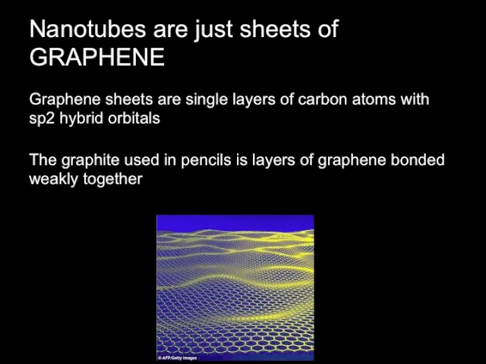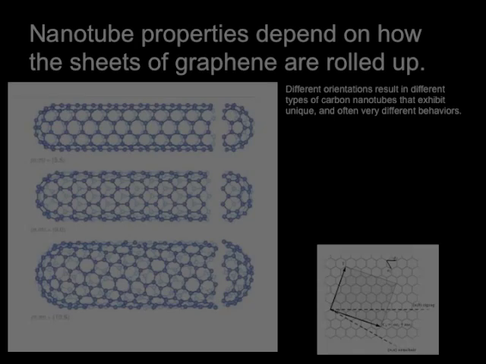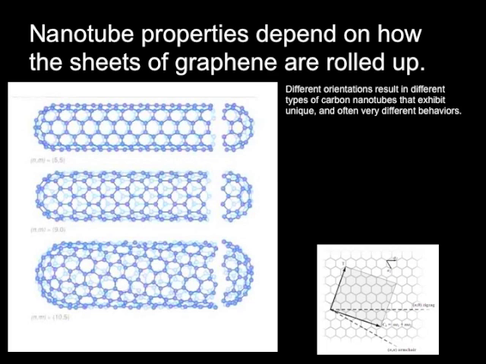So the interesting thing about carbon nanotubes is that they're really just sheets of graphene that have been rolled up in a certain way. Graphene sheets are single layers of carbon atoms with 3 sp2 hybrid orbitals. The interesting thing is that they actually have 3 sigma bonds in plane in an sp2 configuration, but the other pz orbital is perpendicular to the graphene plane, making a pi covalent bond. The graphite used in pencil lead is essentially layers of graphene that have been weakly bonded together with each other. That's why pencil lead is so soft.